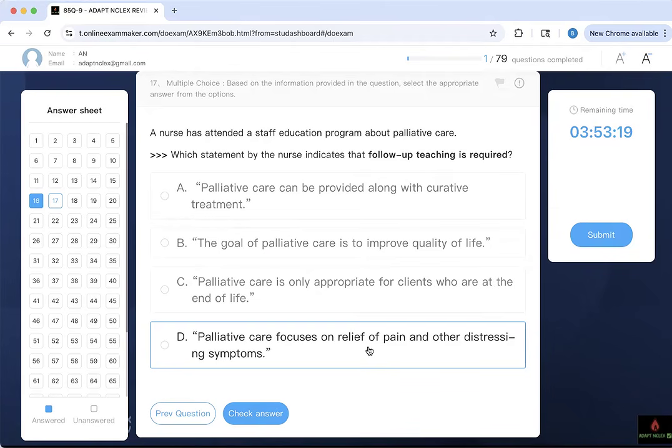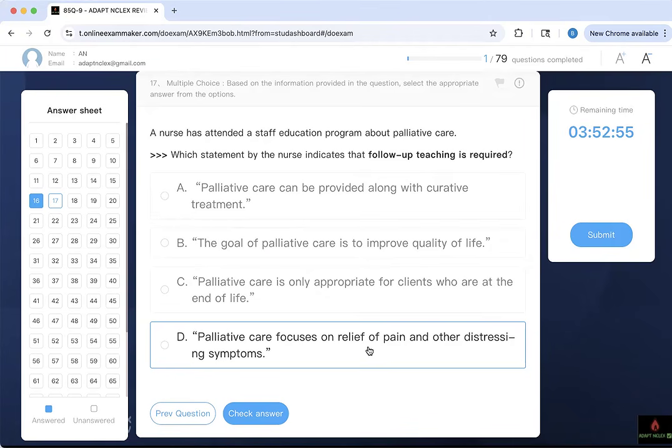A nurse has attended a staff education program about palliative care. Which statement by the nurse indicates follow-up teaching is required? That means they're saying something wrong. That's all the question is asking you, and write it down. Use that to answer the question. That's all. Any wrong statement about palliative care is the right answer. Palliative care can be provided along with what? Curative treatment. That means it's not palliative, but curative.